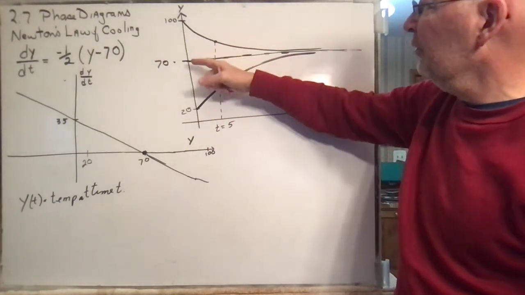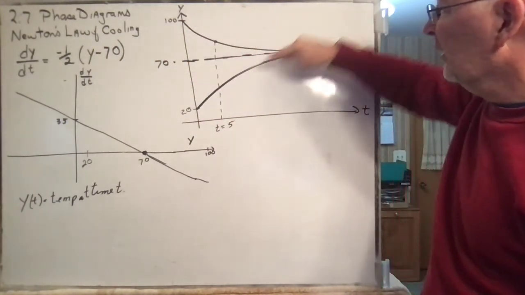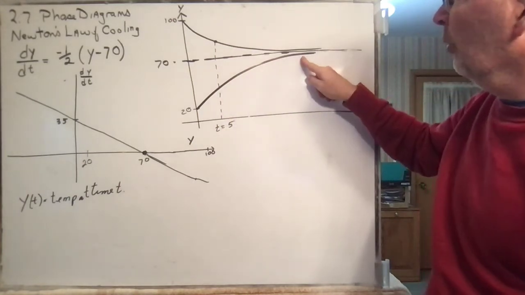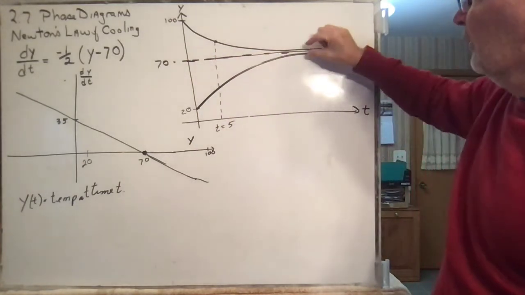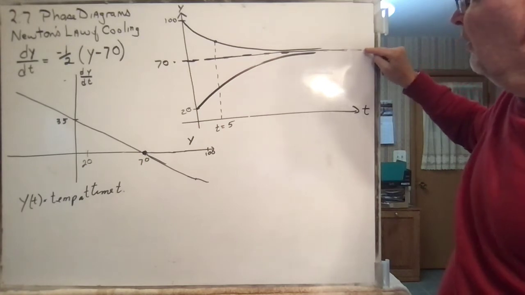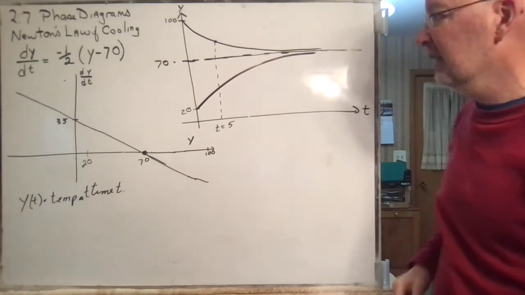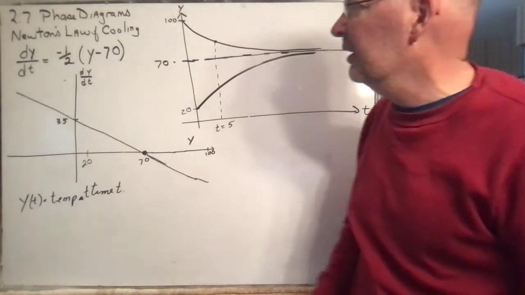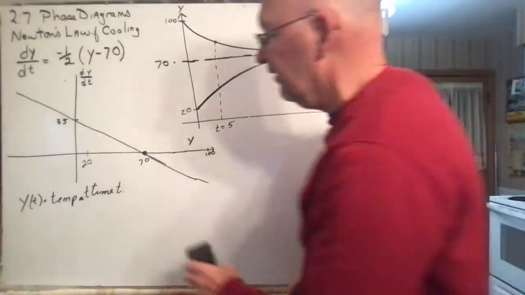Quite often you're just interested in, is it cooling down? Is it warming up? What's the long-term behavior? You notice that the long-term behavior for both of these is that they get closer and closer to 70. That's often all you need. Okay? So that's that one.